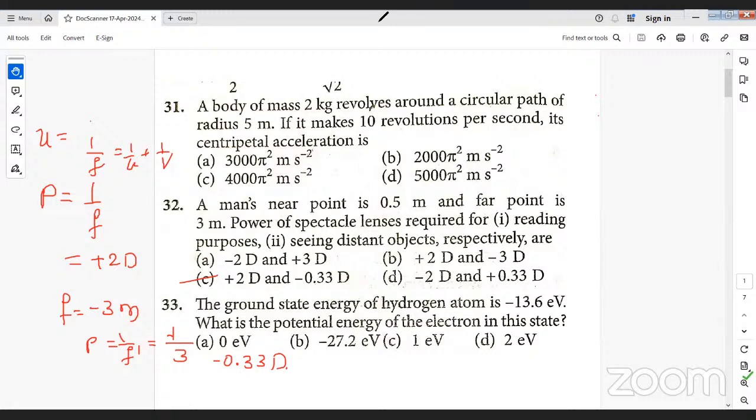Yes, how we will do it, students? So this is nothing but what? You just need to do it as the potential energy is given by what? So they have given the kinetic energy. The potential energy is given by minus 2 into minus 13.6. So what is minus this one? 13.6 into 2, that is 27.2. Option B is the correct answer. So question number 33, option B is the correct answer.